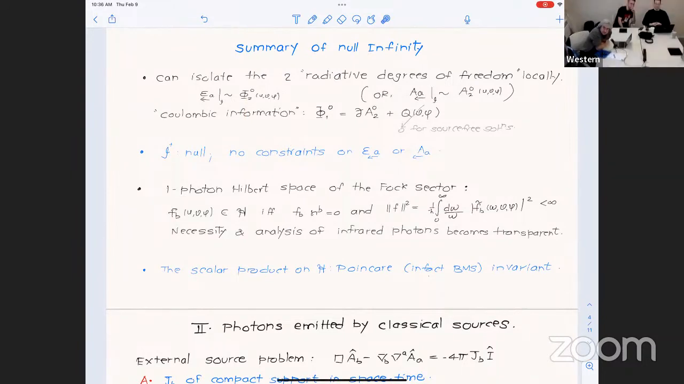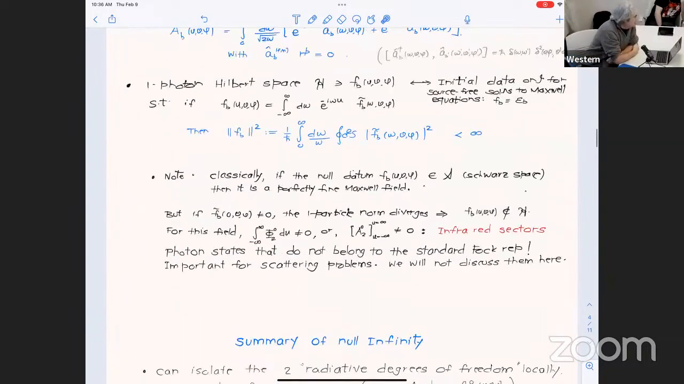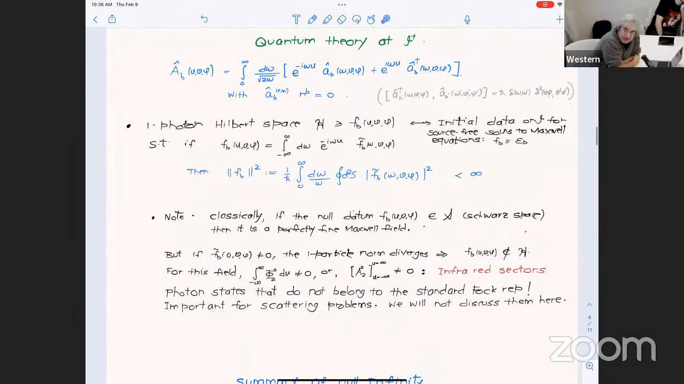Go ahead, Weston. This is Carla. A question about the end of the previous slides. There's this recent work by Bob Wald and Gautam Satishchandran, in which they argue that Fock space, Hilbert space, is not sufficient. They want to go to an algebraic description. Is that to address the infrared sector that you just mentioned at the end of the last slide? Is it the same thing that they're discussing?